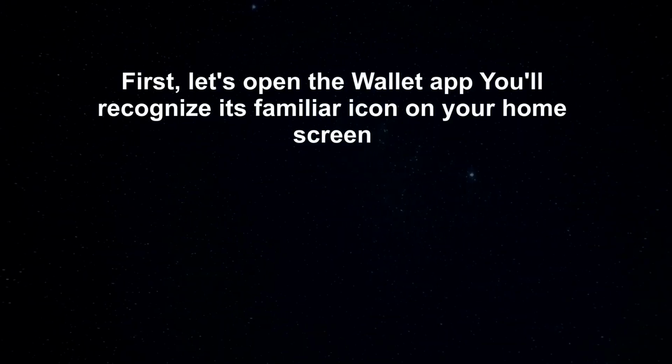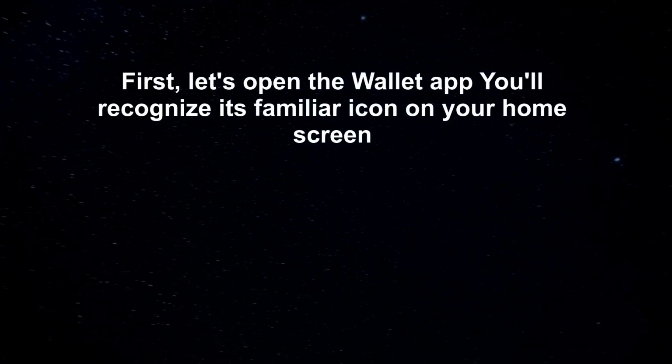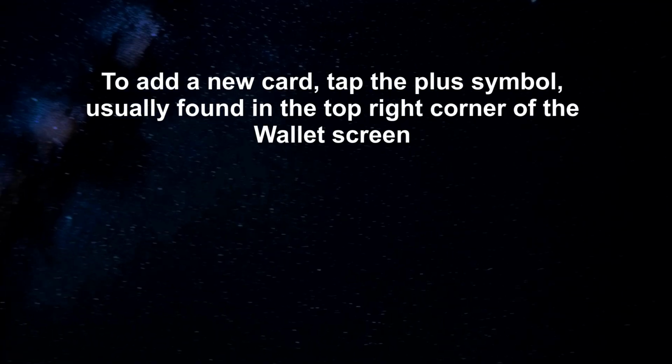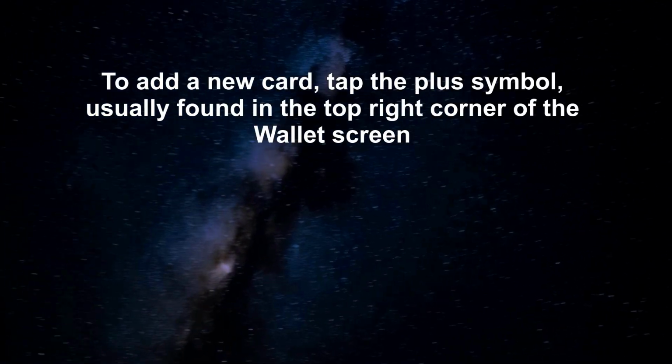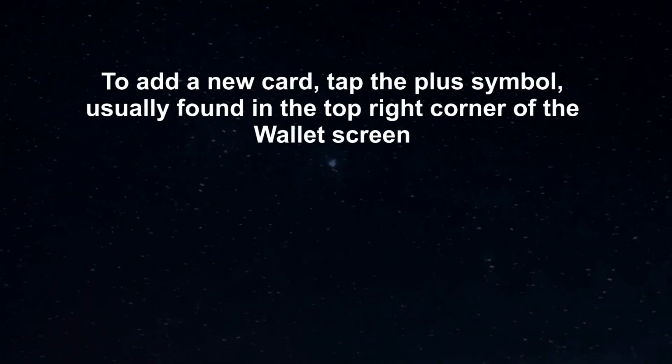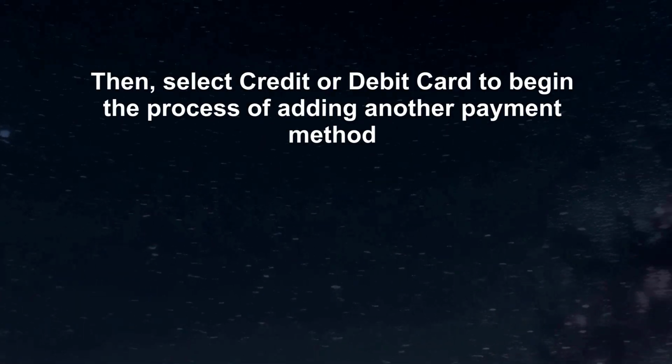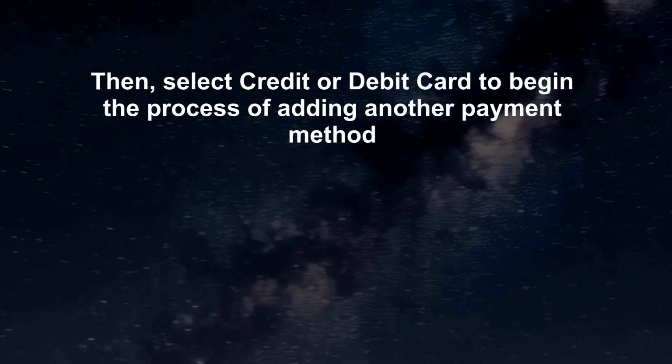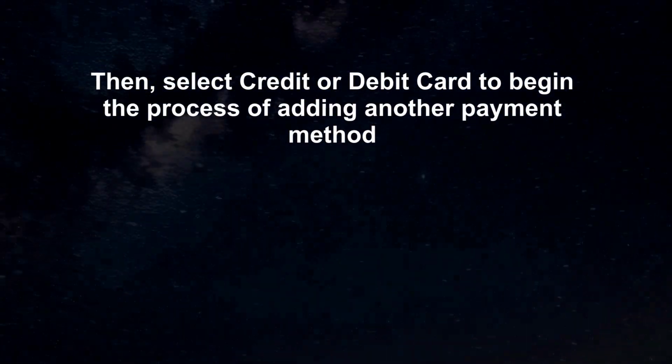First, let's open the Wallet app. You'll recognize its familiar icon on your home screen. To add a new card, tap the plus symbol, usually found in the top right corner of the Wallet screen. Then, select credit or debit card to begin the process of adding another payment method.